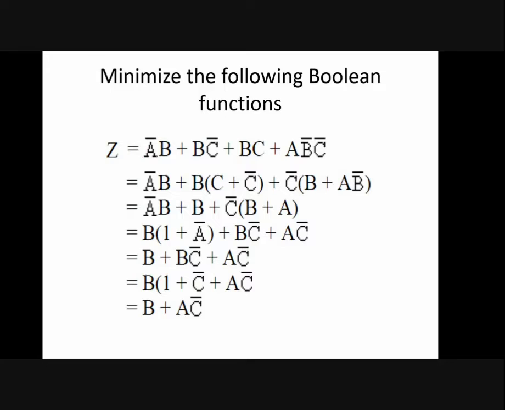Z is equal to a bar b plus b bar c bar plus bc plus a b bar c bar. Now out of these two terms, I have used c plus c bar equal to 1. So a bar b plus b plus c bar, b plus a b bar.